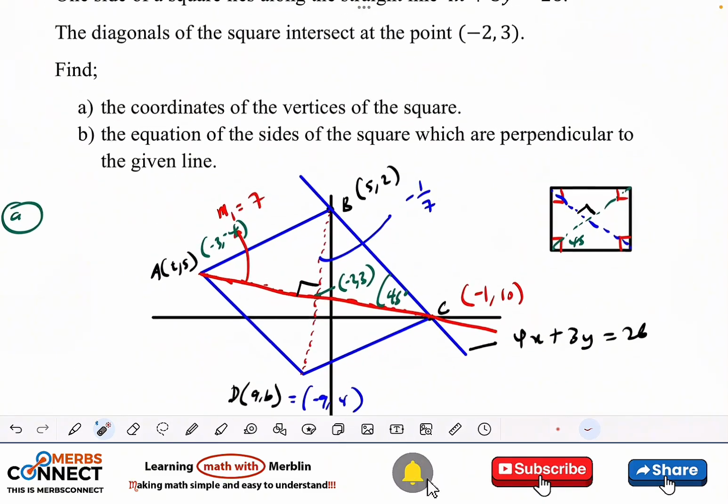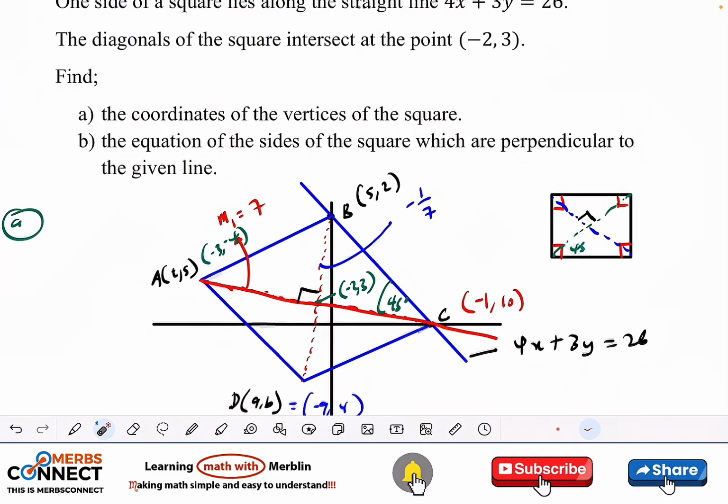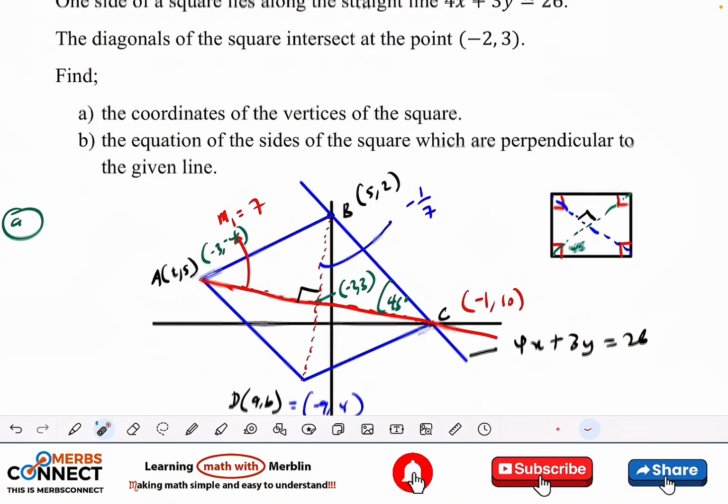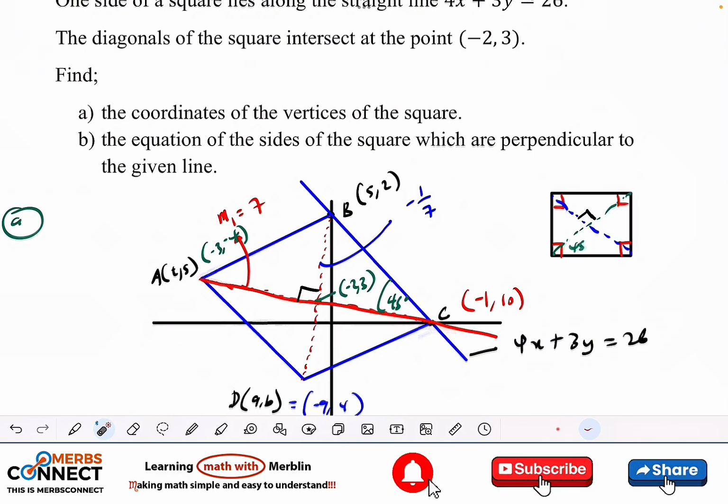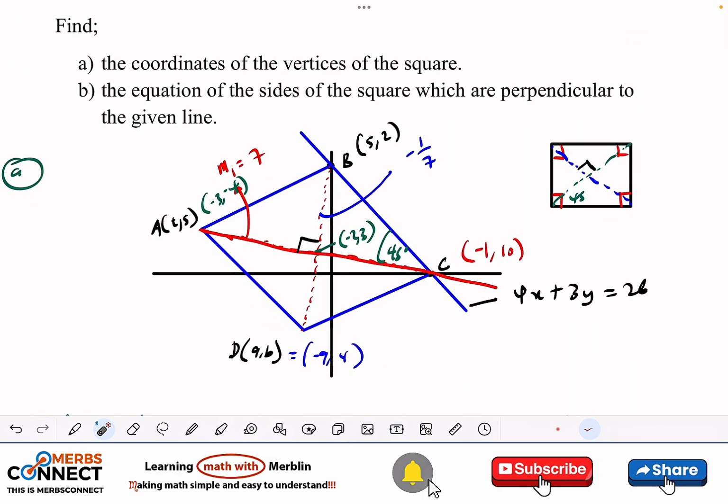So the last question on this, before we move to the last question, is the question is asking us to find the equation of the sides of the square which are perpendicular to the given line. Perpendicular here, we need to find the equation of this line, and we need to find the equation of this line, because the question is saying that we should have the equation of the sides. So it's more than one, but the one which is perpendicular to the line given is this one, and this one too as well.